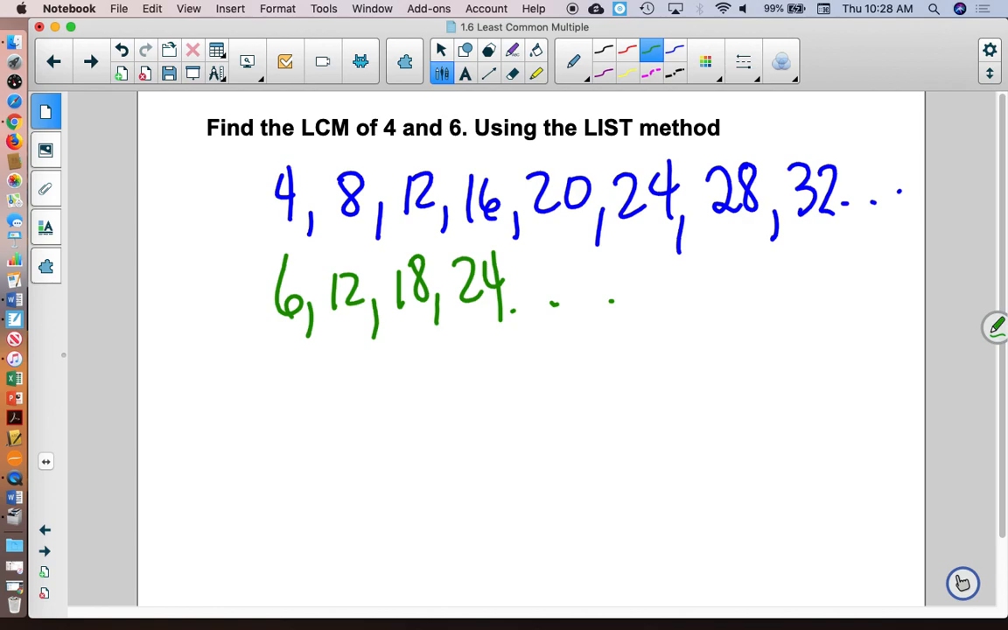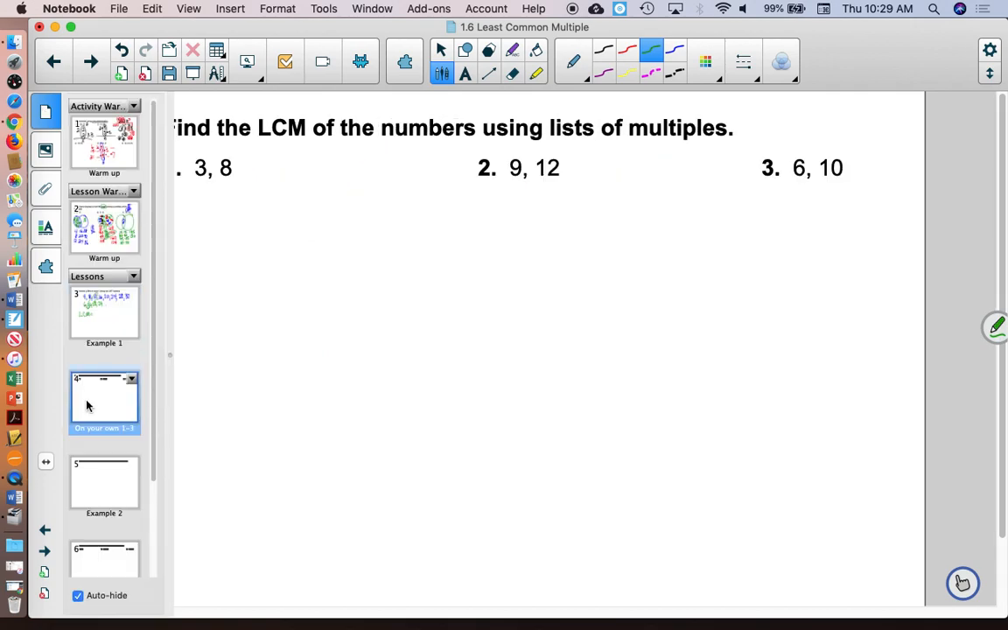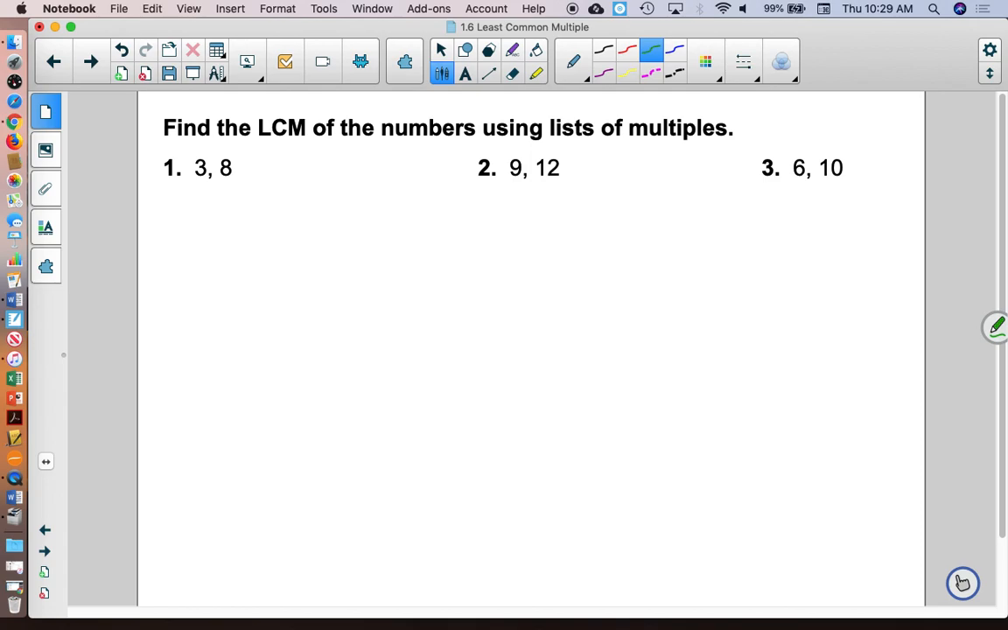What is the least common multiple? 12. You remember doing least common multiples like this? Have you done them this way before? But if the numbers, like what we had a while ago, were 9 and 16, those lists are going to get long. Okay? But we can do them. Show me the list on your paper. Do the list to find the LCM of 3 and 8.